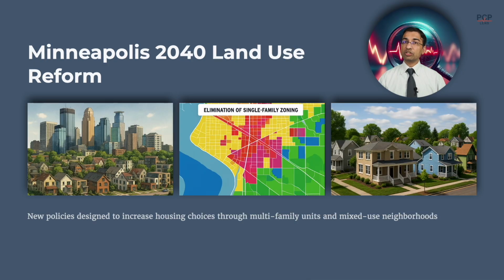In recognition of these structural barriers, the Minneapolis 2040 land use reform aims to redo the zoning policies. The new policies are designed to increase housing choices by developing multifamily housing units and mixed-use neighborhoods. There's already some early evidence that these policies are leading to more affordable housing. Unfortunately, the impact of these policies on health will take decades to tease out.